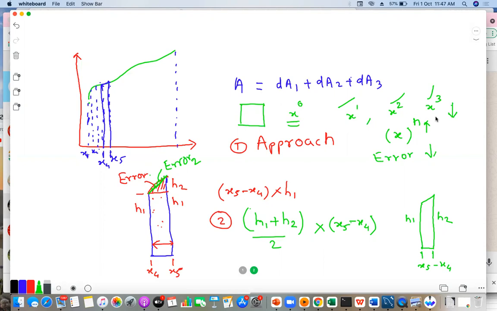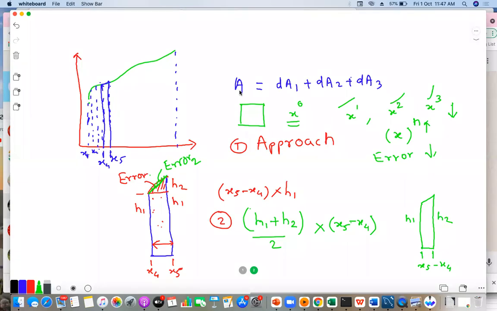Now, how can we decrease the error? The first point is that we can change this function. And whatever function we are assuming here is called the shape function, or the interpolation function.